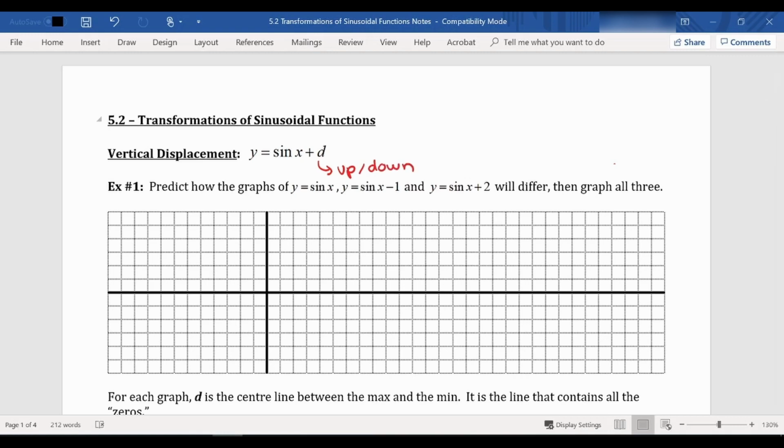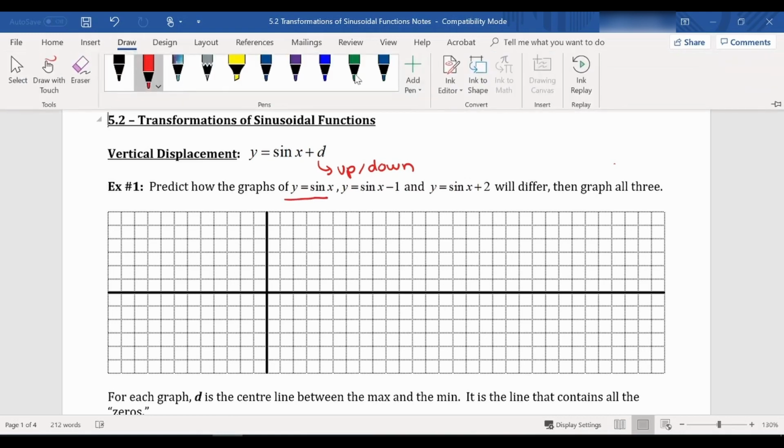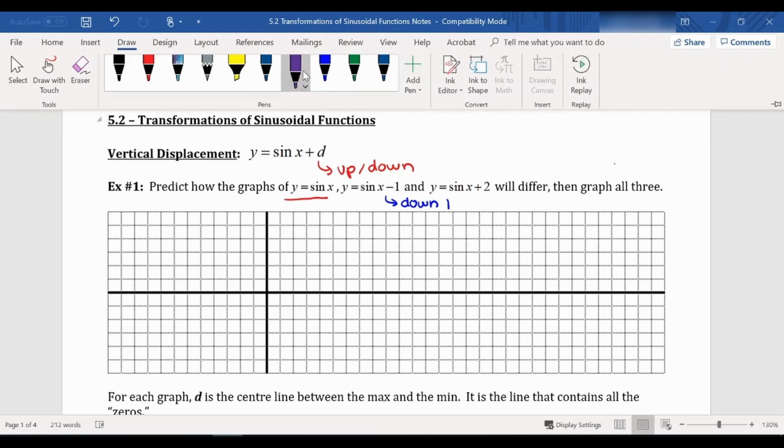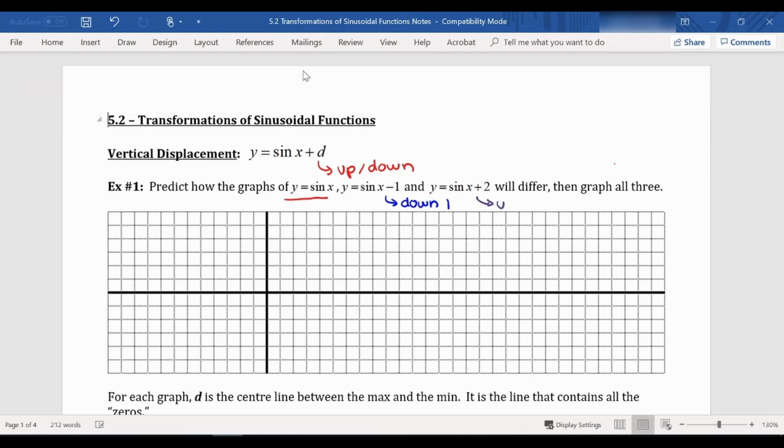So if we wanted to take a look at sine x, I'll graph that in red. Sine x minus 1 and sine x plus 2. Sine x minus 1 is going to be down 1 from our original sine graph, and sine x plus 2 will be up 2 from our original sine graph. Notice we have not done any change in amplitude or change in period here. So these will all on the x-axis still go from 0 to 2 pi.